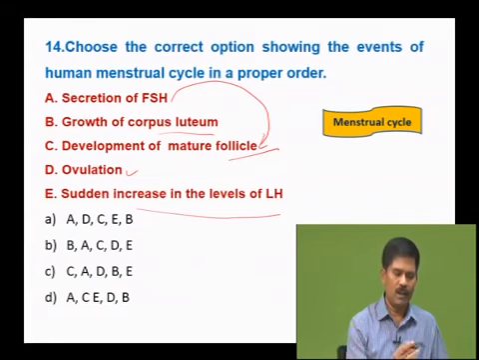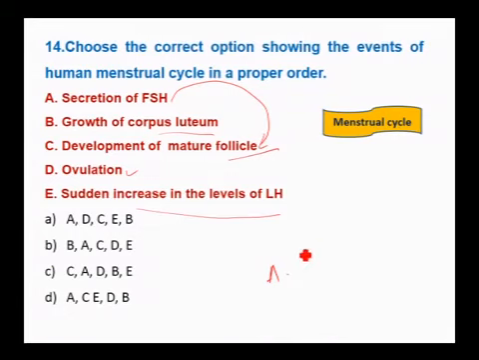So the order is: secretion of FSH comes first, that is A, followed by C, development of mature follicle. Then after mature follicle formation, increase in the levels of LH, E, comes. After E, ovulation has to happen under the influence of this LH, let's call that D. And the last one is B, that is growth of corpus luteum.